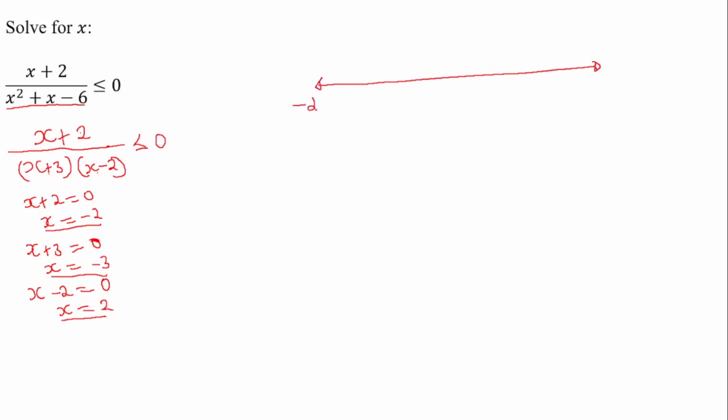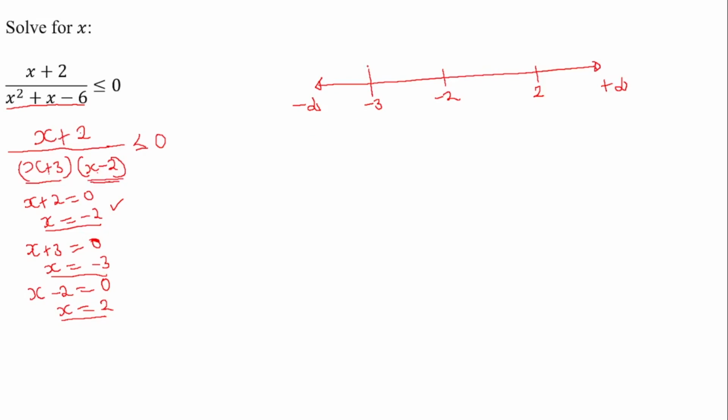You write them on the number line like this. This is negative infinity, this is positive infinity. We have negative 3, you can put it here. We have negative 2, we can put it here, and then we have 2. And then we check which values are going to give us an answer which is less than or equal to 0. But x cannot be negative 3, because if x is negative 3, this becomes undefined. And x cannot be 2 also, because if x is 2, it becomes undefined.